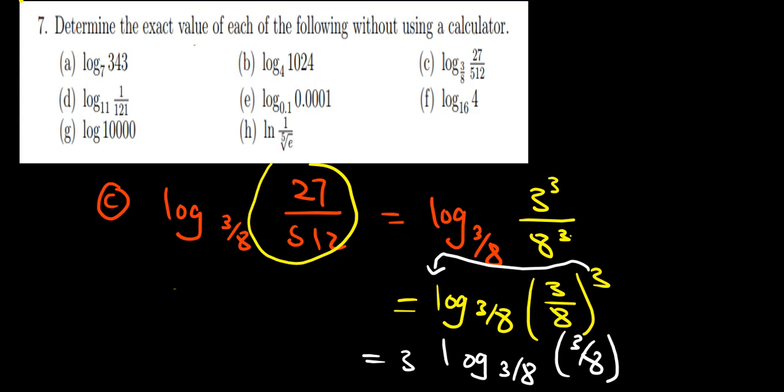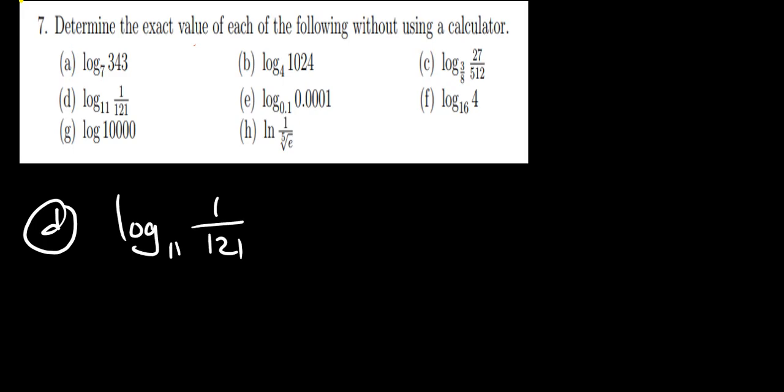We see here that the base is equal to what is following it. We have log base 3 over 8 of 3 over 8, and that will just give us 1. So 3 multiplied by 1 is just 3, so whatever we have here is equal to 3. Alright, so that is C. Let's look at D.